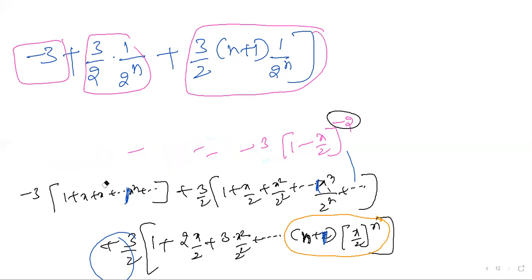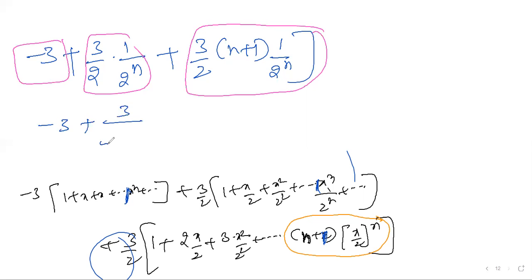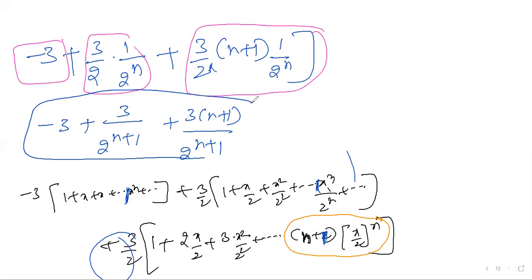Now if it is possible, you can simplify it. Otherwise, you can stop the process here only. Nothing wrong in that. Since the possibilities move forward a little bit, I'll write the final answer. What is the final answer? Minus 3 plus 3 by 2 power n plus 1 plus 3 (n plus 1) by 2 power n, so 2 power n plus 1. Okay. This is the final answer for the last question, for the x power n coefficient in the given question.